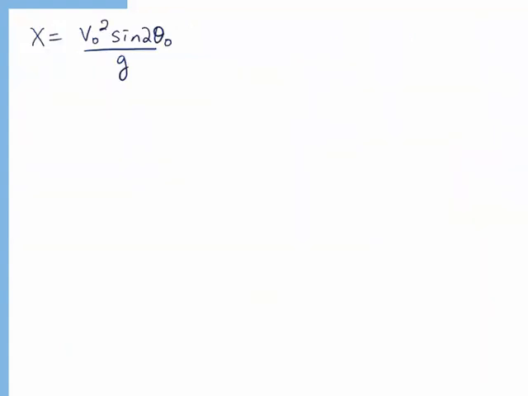So what have we learned from this? Well, first of all, notice that we've definitely proved one of the things we were trying to prove. You can see that x is directly proportional to v naught squared. Again, the importance of that is if you shoot a projectile, let's say 4 times as fast, that means it's going to go 16 times as far. So the range is directly proportional to the square of the initial velocity. Let's look at what else we've learned.